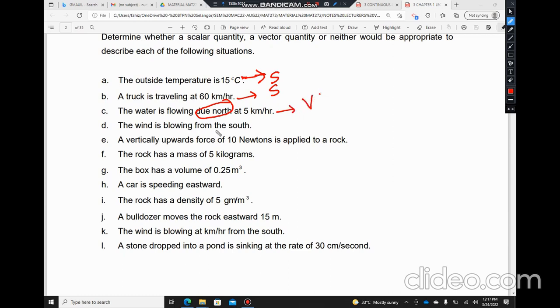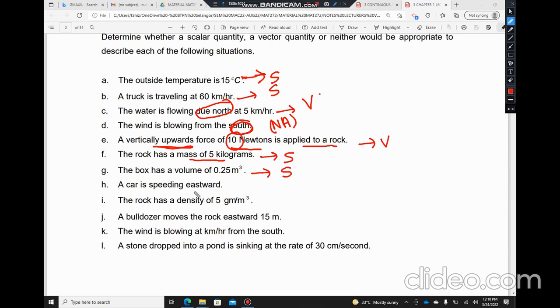The wind is blowing from the south. Yang ni cuma ada direction, dia tak ada apa-apa. So saya tulis NA. Maknanya dia bukan scalar, dia bukan vector. A vertically upwards force of 10 newtons is applied to a rock. This one is vector. Sebab apa? Dia ada 10 newtons and then dia ada upward, arah dia ke atas. The rock has a mass of 5 kilograms. So yang ni dia cuma scalar. The box has a volume of 0.25 meter cube. This one just a scalar.